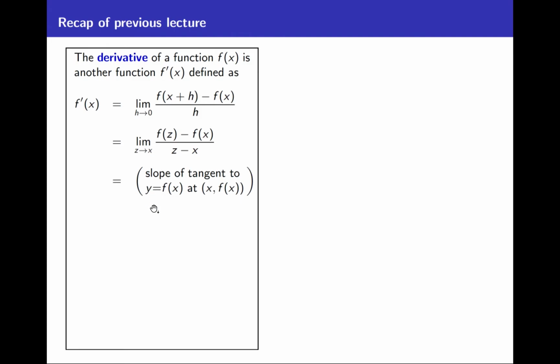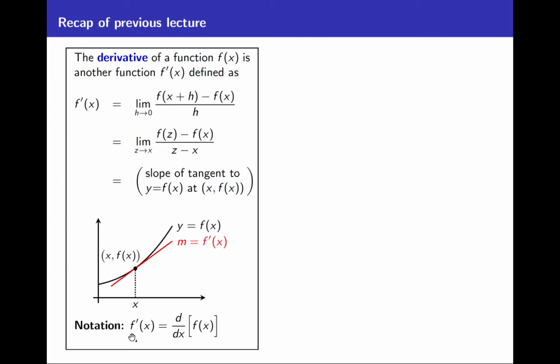And each of these limits gives the slope of the tangent to y equals f of x at the point x, f of x. So the picture is this. If you have a function y equals f of x, take a certain point, x, f of x, on the graph, look at the tangent line, its slope m will be f prime with this particular x value plugged into it. Notationally, we often write f prime of x as d dx of f of x, which we could read as the derivative of f of x.